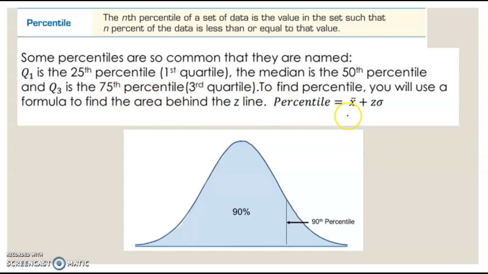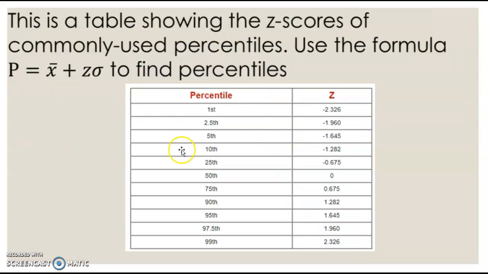Q3 is the third quartile, the 75th percentile. To find percentile, you will use a formula to find the area behind the z-line. So most of the time people use the table because you have the mean here and the z-score. And if you just have the percentile, you end up having two things that are unknown, so you really can't solve the problem. Here is a table for you to use.